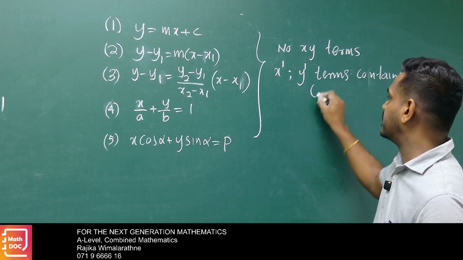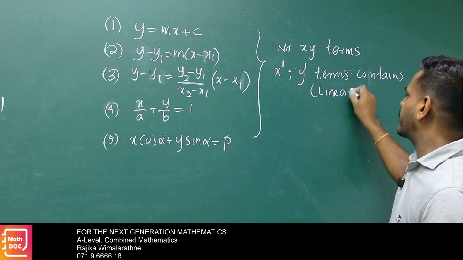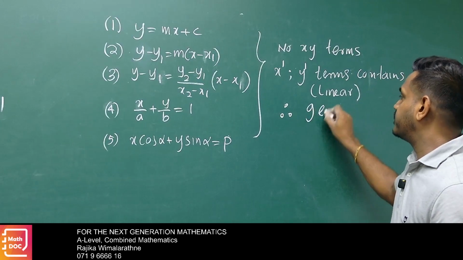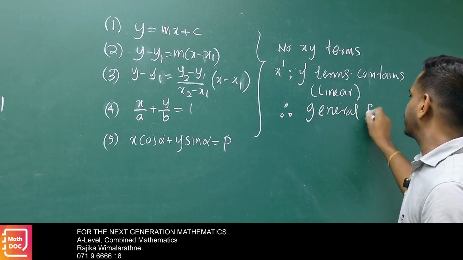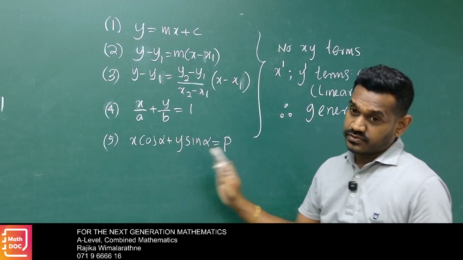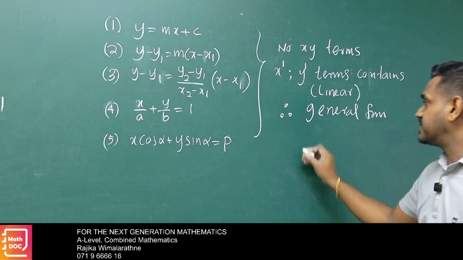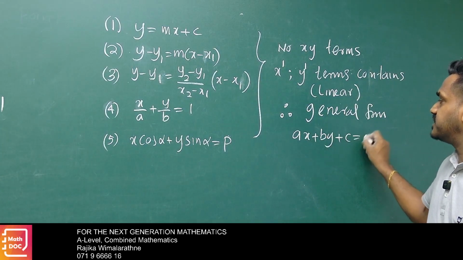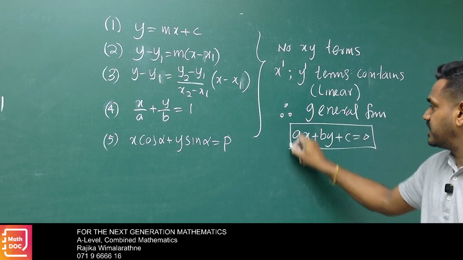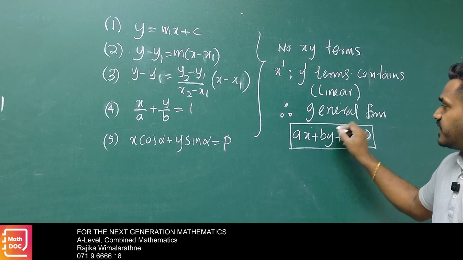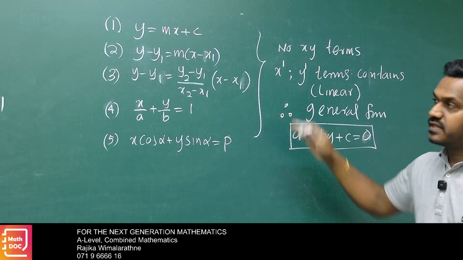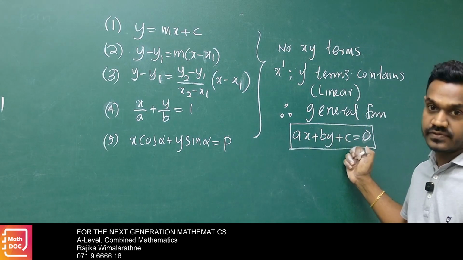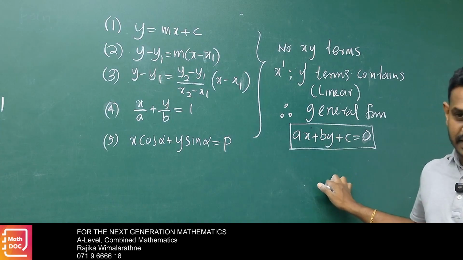Contains. That means linear, we call linear. Therefore, general form: by considering all together, we can say the general form is ax plus by plus c equals 0. Here in the general form, we write x to the power 1, y to the power 1, no xy term. Then by considering all, we can compact that into the form ax plus by plus c equals 0.